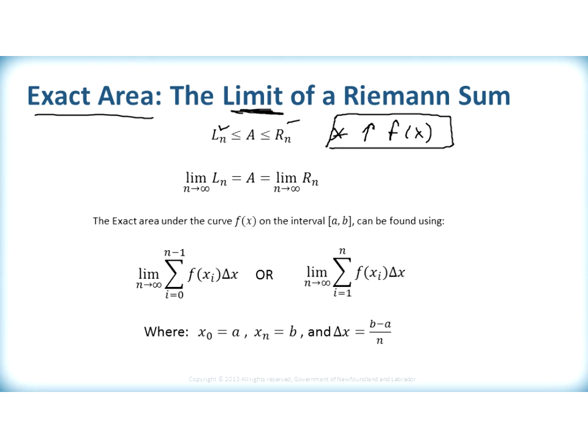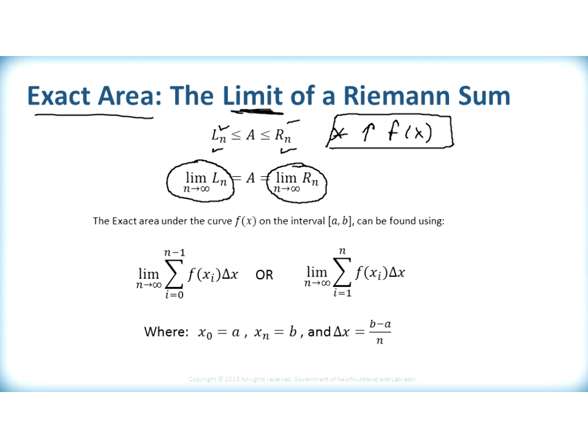But what we're going to do is, instead of saying that the left-hand sum is always below and the right-hand sum is always above, if we take the limit as the number of rectangles we're using approaches infinity, then those two limits squeeze together and end up at exactly the same thing. So their limits are actually the same. They're actually right at the area.